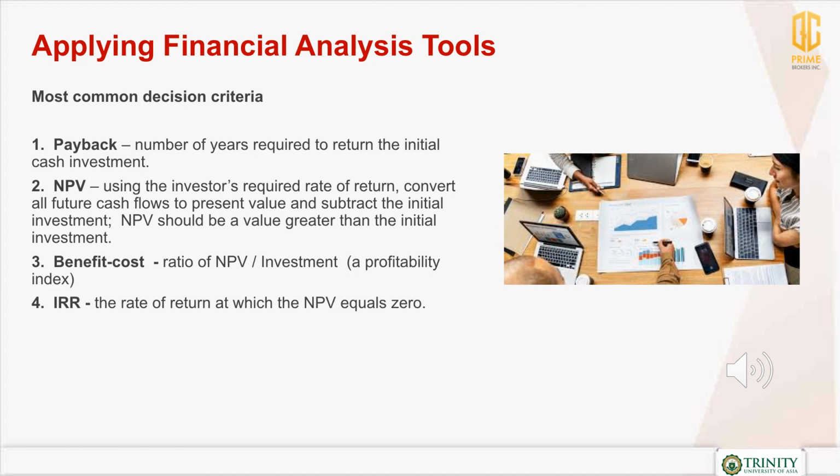Next is the benefit cost criteria. This is the ratio of the NPV over the investment, and this is a profitability index. Finally, we have the IRR, which is the internal rate of return. This is the rate of return at which the NPV or the net present value is equal to zero. We compare the IRR to that of industry standards and if it meets the criteria of the project proponent. If it is higher, then the project is a go. If it is lower, then we don't go on with the project.